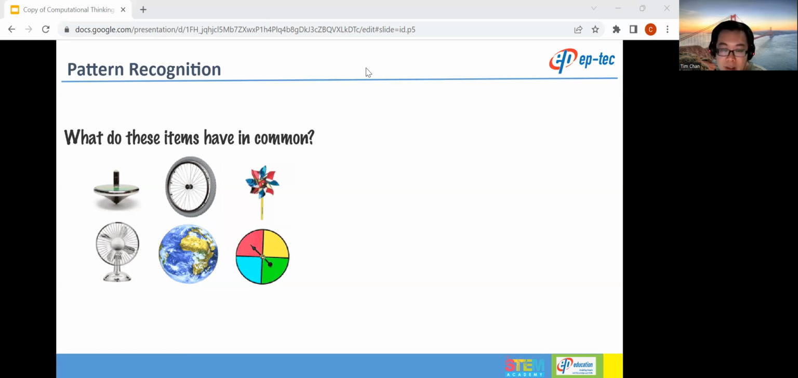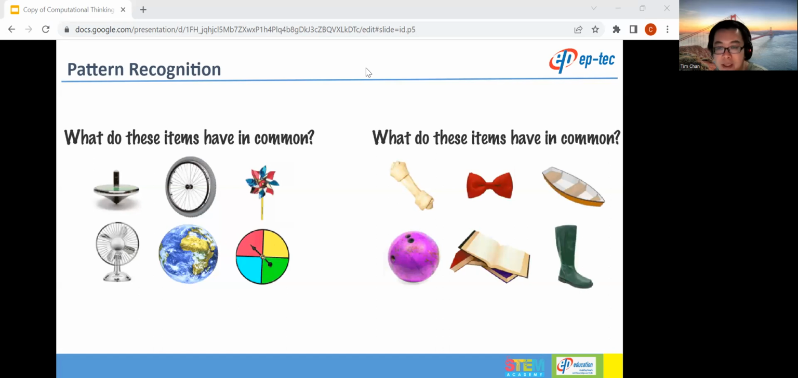Another one. This is slightly more difficult. The question is the same: what do these items have in common? Can anybody find a pattern in these 6 objects? To give you some hint, it is about the way it is spelled.